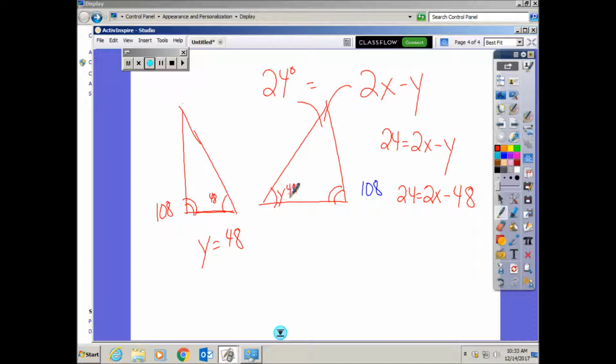You did 180 minus 48 minus 108 to get that's 24 degrees. You set that equal to 2x minus y. Is there a question? Because I keep hearing you talking. So now what would I do to solve this equation? Add 48 to both sides. What is 24 plus 48? 72. And then when I divide by 2, x equals 36.